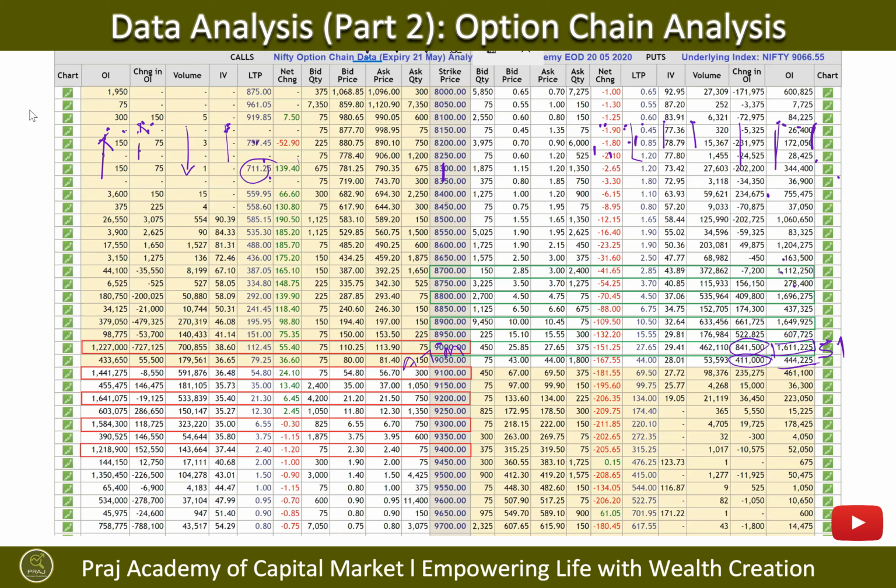Next, 8950, again a good number of contracts have been built up. However, the overall contract size is only 6.07 lakhs. A level below at 8,900, you can see 6.61 lakh new contracts have come, and the overall build up is very good. So this would work as a support 2 level. At 8,800, you can see 4 lakh new contracts, in total 16 lakh 96,000 contracts, a very good support level. We can say support level 3.